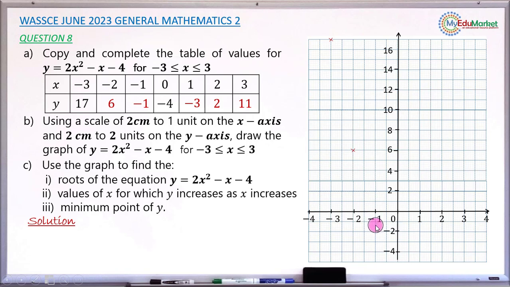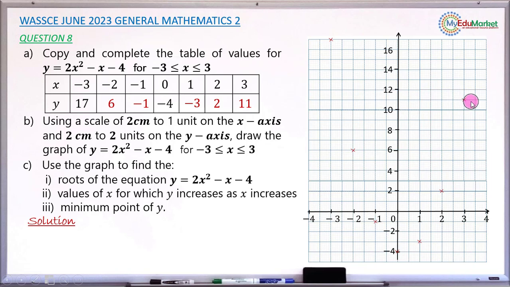Look at it. So I'm going to make a small mark there. So I'll now plot other points like that. So (x0, y = -4) will be here. (x1, y = -3) will be here. (x2, y2) will now be here. And (x3, y = 11) is now going to be this very point.